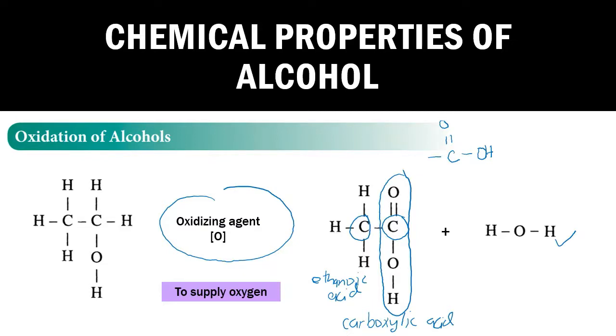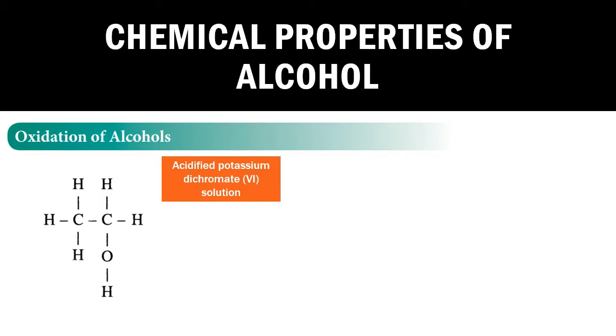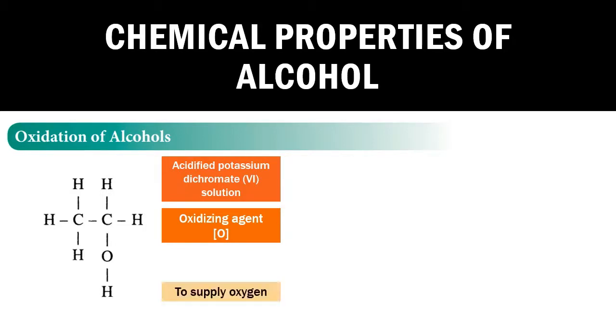Okay, lepas ni cikgu akan tunjukkan. Untuk contoh yang kedua, okay, alkohol tadi cikgu tambahkan dengan acidified potassium dichromate 6 solution. Ingat, okay, kita tengok sama-sama warnanya adalah orange. So, di sini acidified potassium dichromate 6 solution function as oxidizing agent. Sama macam acidified potassium manganate 7 solution. Apa fungsi oxidizing agent tadi? To supply oxygen. Okay. So, before the reaction, kita akan nampak ada satu oksigen di kumpulan hidroksil.